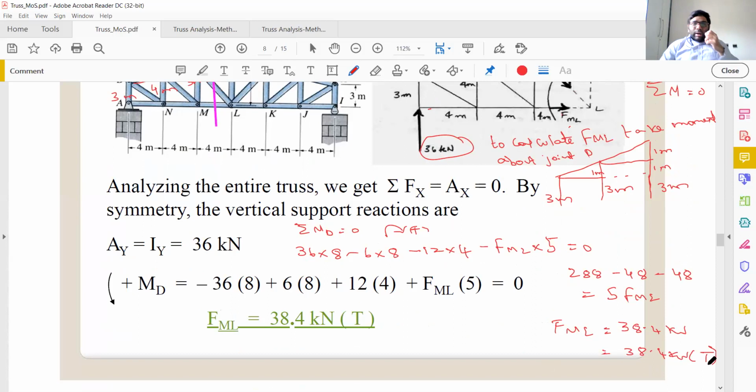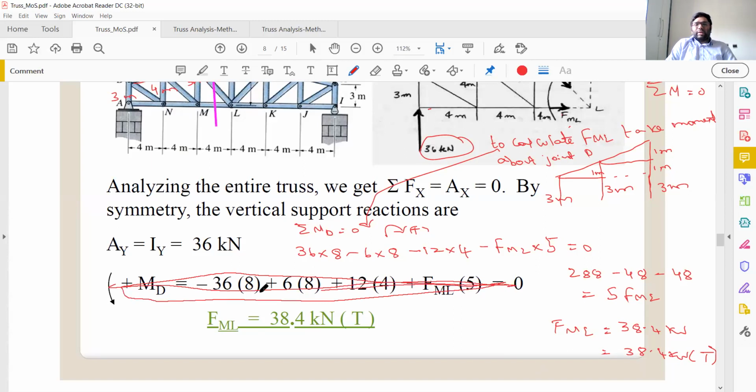So what are we trying to understand from this now? Everywhere we need to first check whether we can solve the problem using the two, sigma Fx, sigma Fy. If not, directly go to sigma MD. Okay, that's what is done. FML is equal to 38.4 kilonewton. You need not look into whatever they have done here, not required, because they use different sign convention. That's why I have solved it for myself using whatever the sign convention we have.